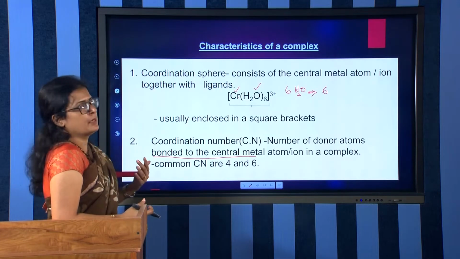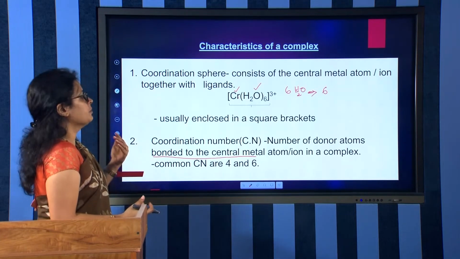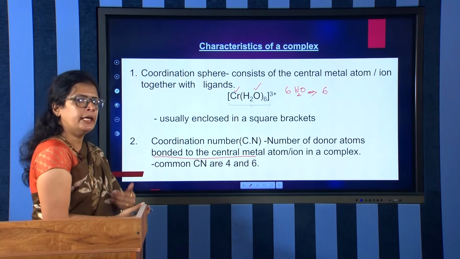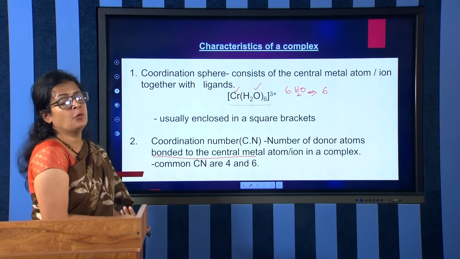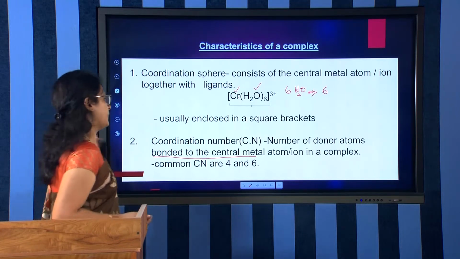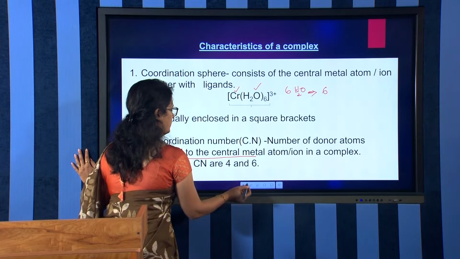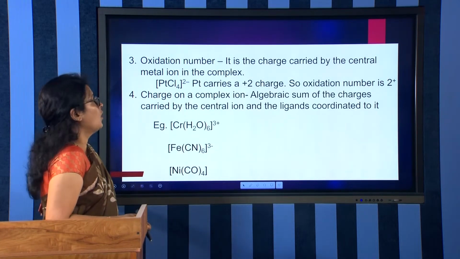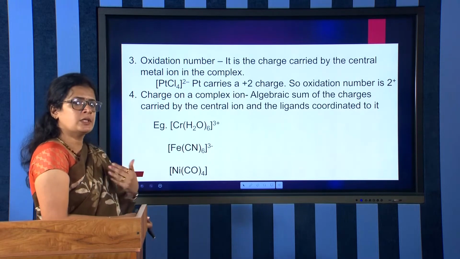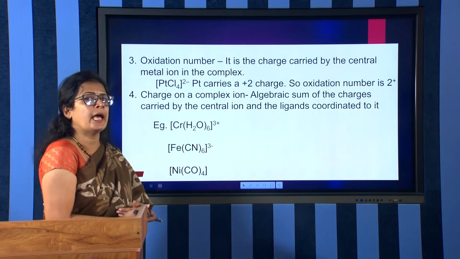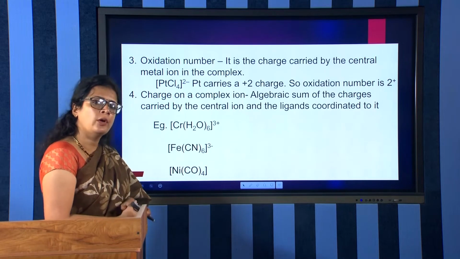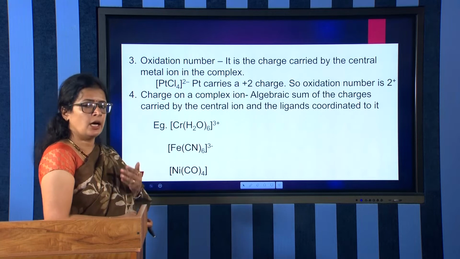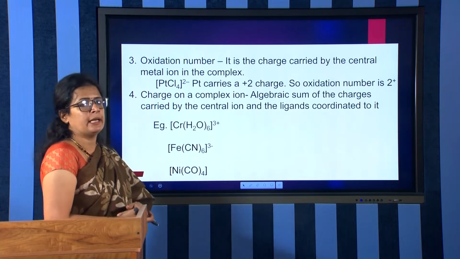The coordination number is the number of donor atoms bonded to the central metal atom or ion in a complex, and usually we have a coordination number of 4 and 6. Okay. And now another characteristic is the oxidation number. What is oxidation number? It is the charge carried by the central metal atom or ion in a complex. So, oxidation number is the charge carried by the central metal atom.